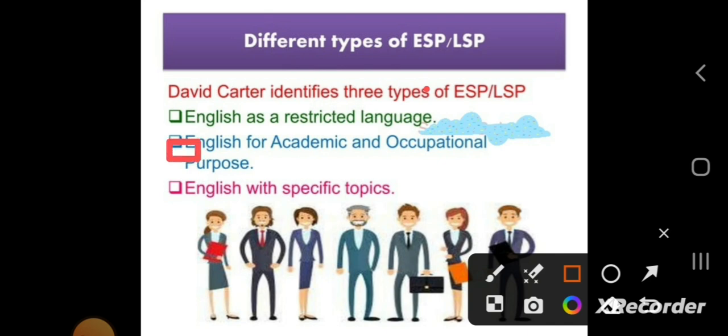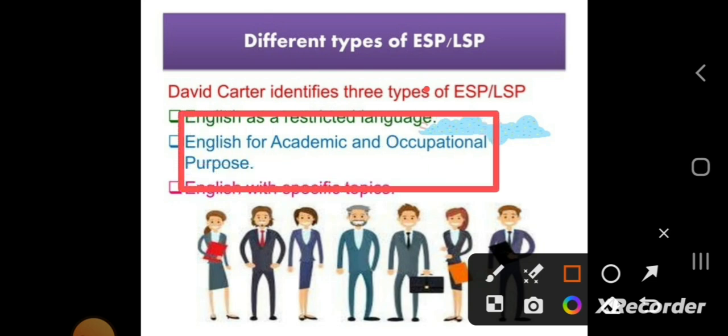Next, English for academic and occupational purpose. This type of ESP or LSP focuses on English language skills needed for academic study or professional settings. It includes preparing students for academic writing, research, and presentations in English, as well as English language skills necessary for specific occupations or professions.